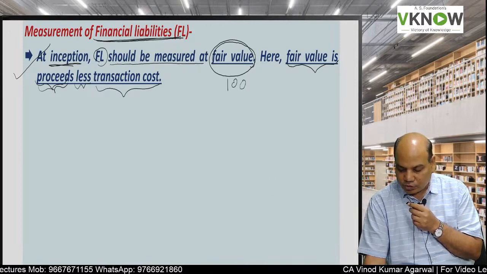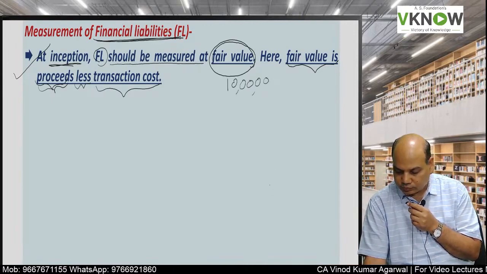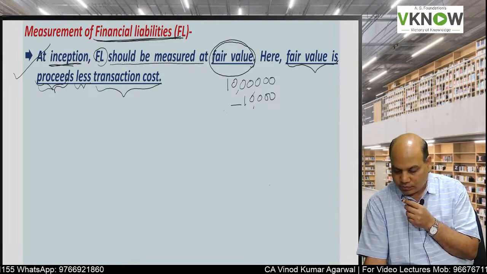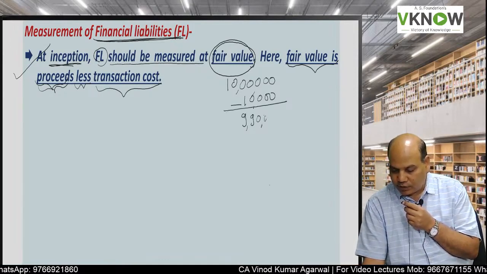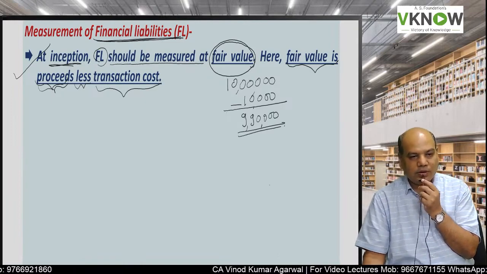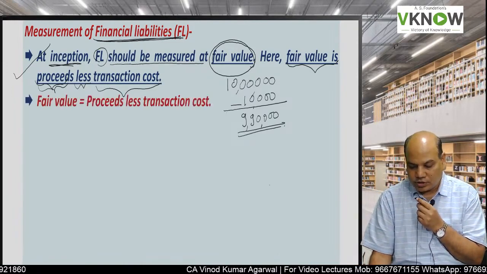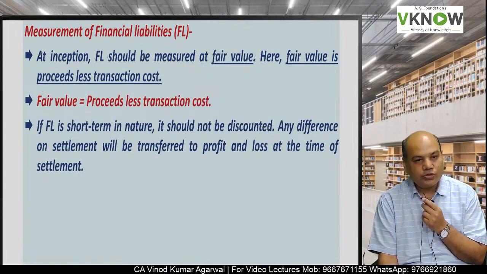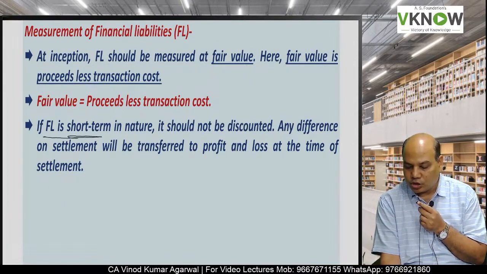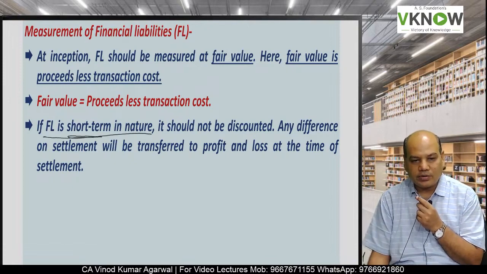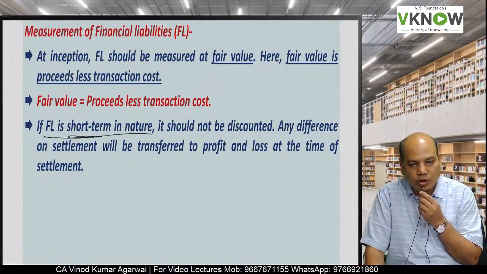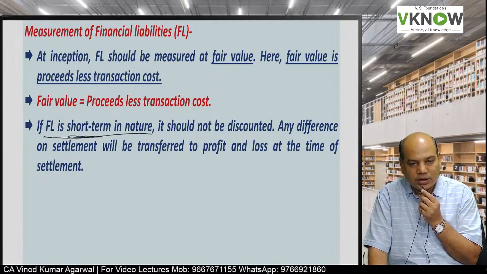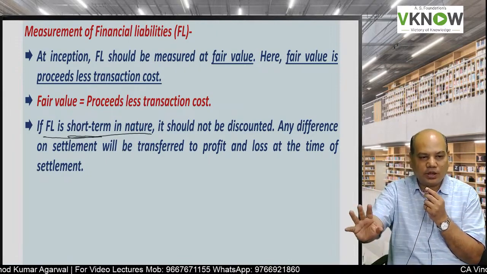For example, you have taken a loan of 10 lakh and 10,000 rupees was transaction cost, brokerage. So the fair value is 9,90,000. Fair value is proceeds minus transaction cost. Now some important points to be kept in mind. If a financial liability is short term in nature, such as creditors, bills payable, or short term borrowing below 1 year, then these are not discounted. No discounting, no complicated accounting required.